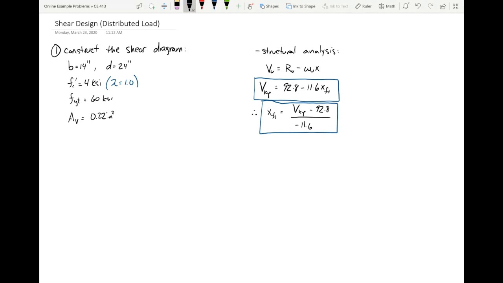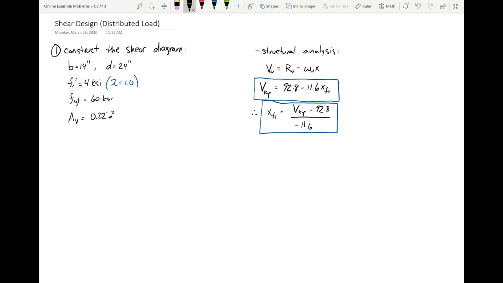Now, is this legible? Is everybody able to read this? Could somebody let me know in the chat? Awesome. Good.